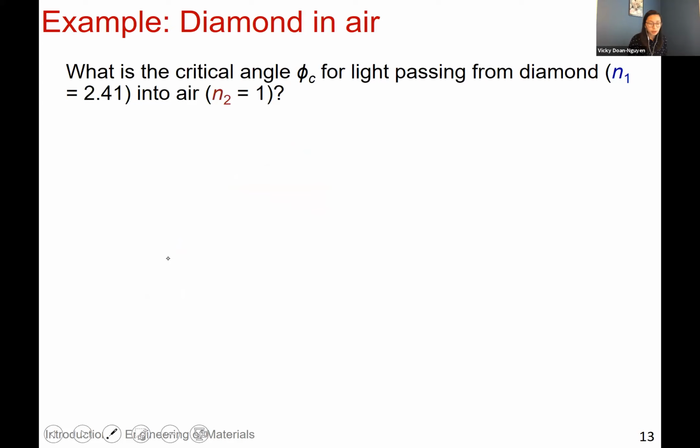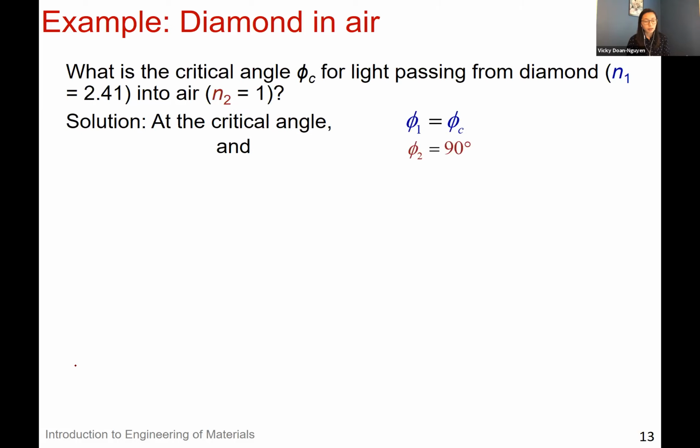So let's do an example where we calculate the critical angle for diamond. Here we're asked, what is the critical angle for light passing from diamond, so higher index of refraction, into air? It doesn't work if it's the other way around for total internal reflectance, by the way. But here it's just asking what is the critical angle. We can calculate that by knowing, okay, we're trying to solve for the critical angle, and we know that we want the outgoing angle to be 90 degrees, right?